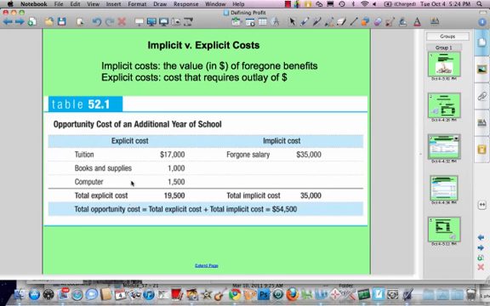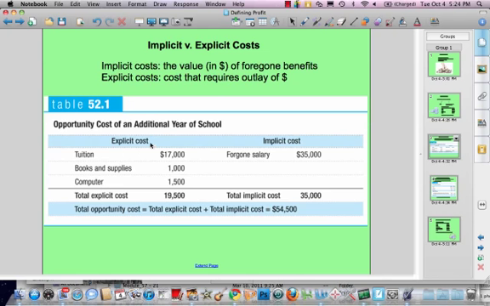Here's an example straight out of the book that I think is a pretty good one: the opportunity cost of an additional year of school. Why do they use opportunity cost here? Really because opportunity cost is total explicit cost plus total implicit cost. So explicit costs plus implicit costs.